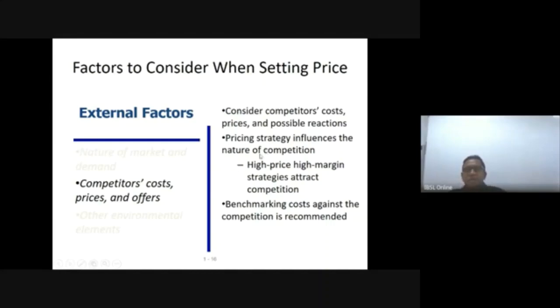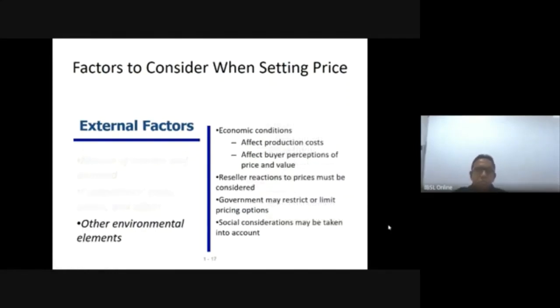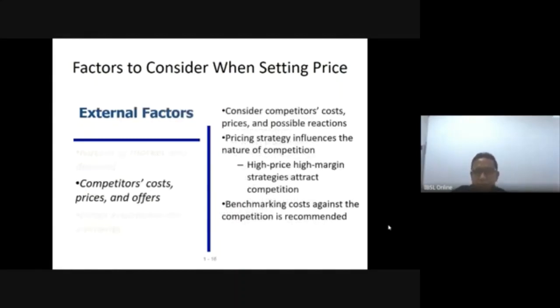Pricing strategy influences the nature of competition. High price, high margin strategies attract competition. Benchmarking costs against the competition is recommended. Benchmarking means you cannot be out of the market. You have to benchmark your cost, because if the competitor's costs are lesser, you also will have to have a lesser cost. It means they are efficient, so we have to increase our efficiency to reduce our internal cost.